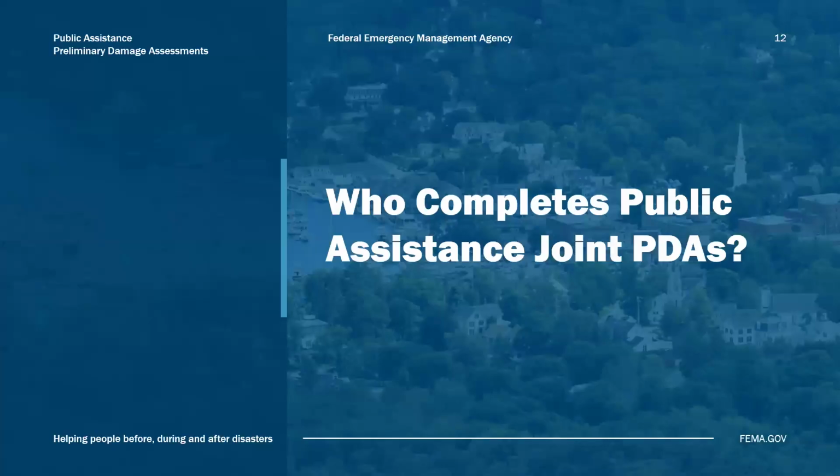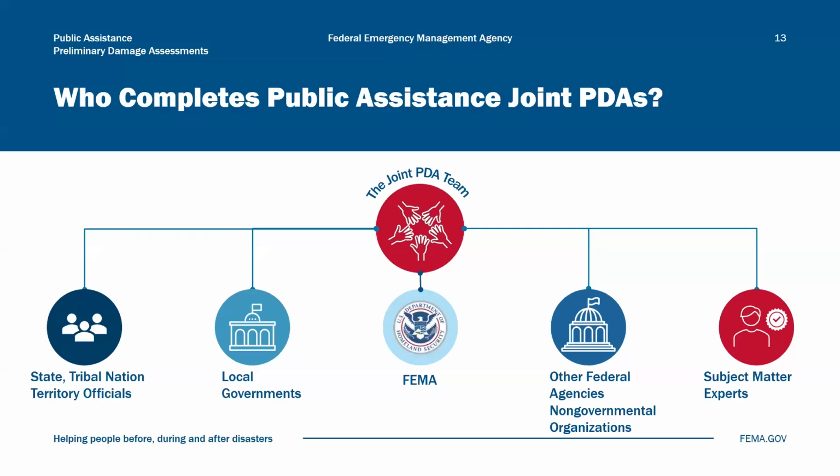Now that we've discussed what public assistance is and important considerations, let's learn more about conducting public assistance joint preliminary damage assessments, or PDAs. State, tribal nation, or territorial governments are responsible for working with local emergency managers to assess whether initial damage assessment information is complete and aligned with FEMA PDA standards. They also manage the PDA planning process, review damage identified during initial damage assessments, and decide whether they should request a joint PDA from their FEMA regional office.